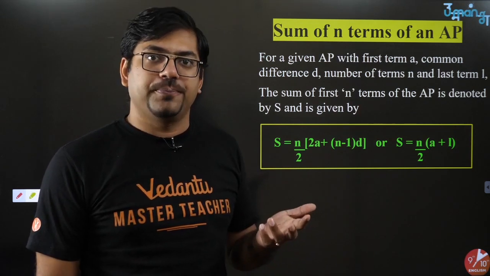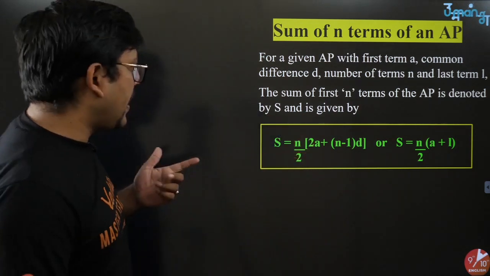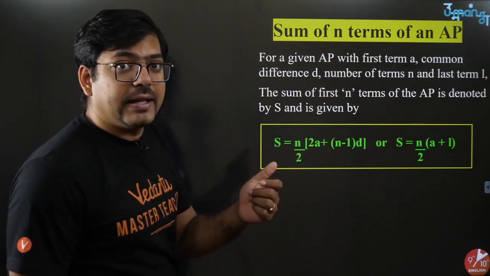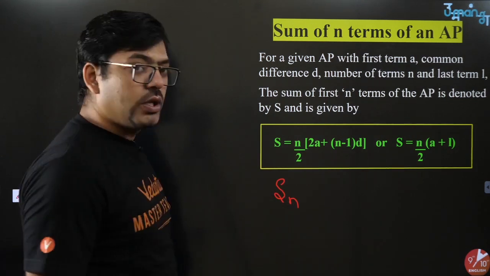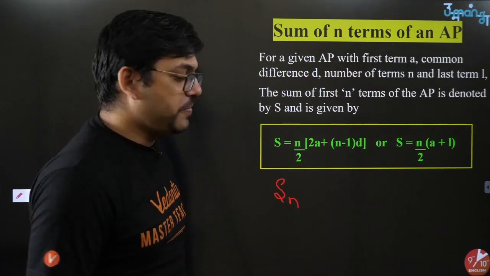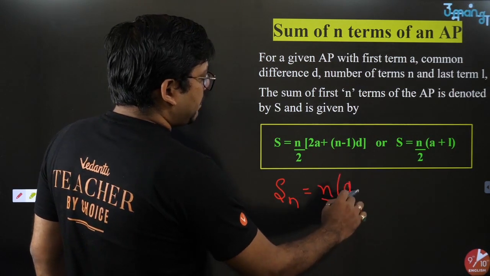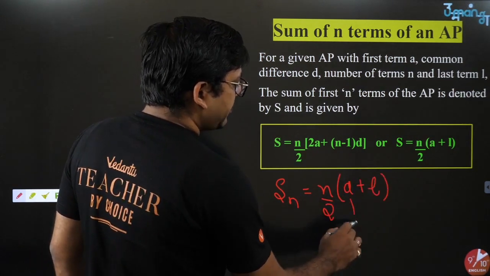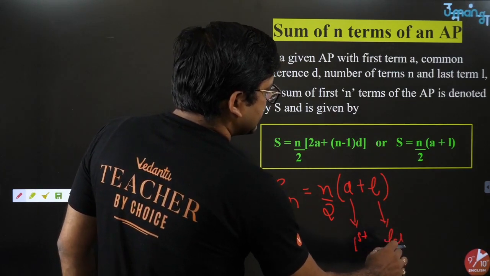I would recommend all of you to simply remember this formula. I can give you an example of how we will apply it using questions, but you have to just remember that the sum of n terms, where n is the number of terms, is equal to n by 2 into (a plus l), where a is the first term and l is the last term.